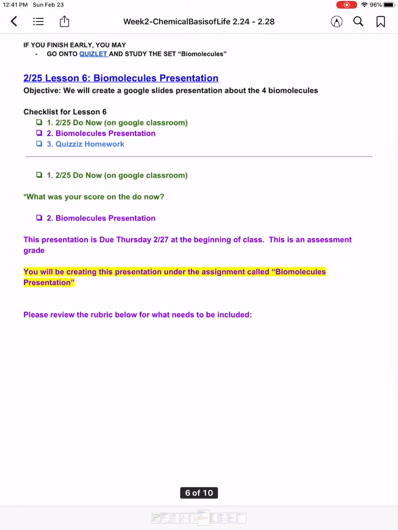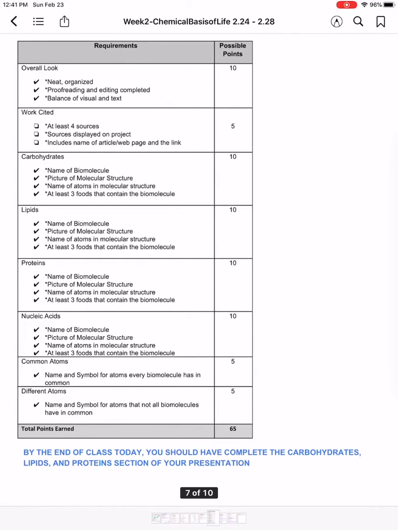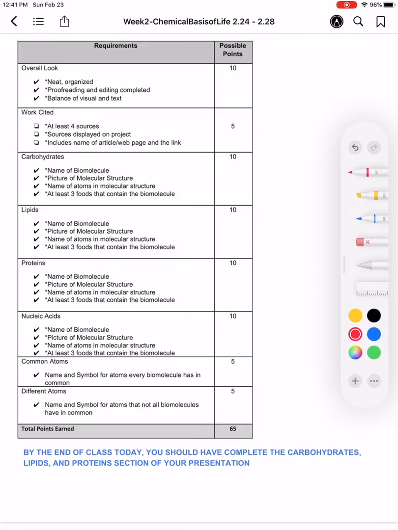Tomorrow, make sure you do your do now, and then you're going to start the biomolecules presentation. So your rubric for this looks like this. You want to make sure that your overall look is neat and organized. There's no typos. There's some pictures, there's some text. Works cited, you're going to have at least 4 sources. You are going to put the article webpage name and the link.